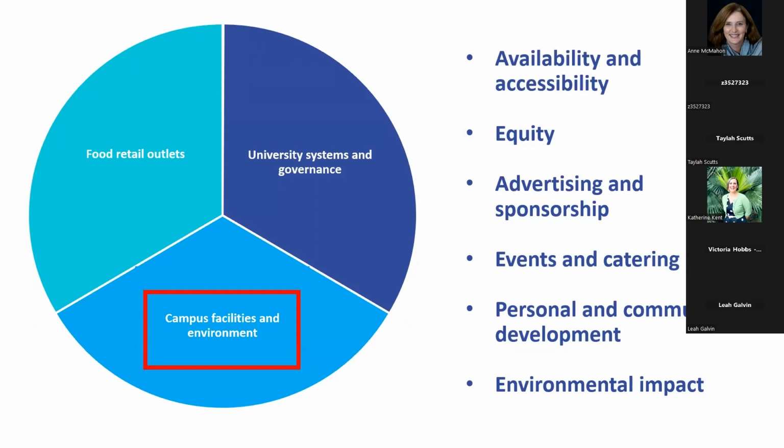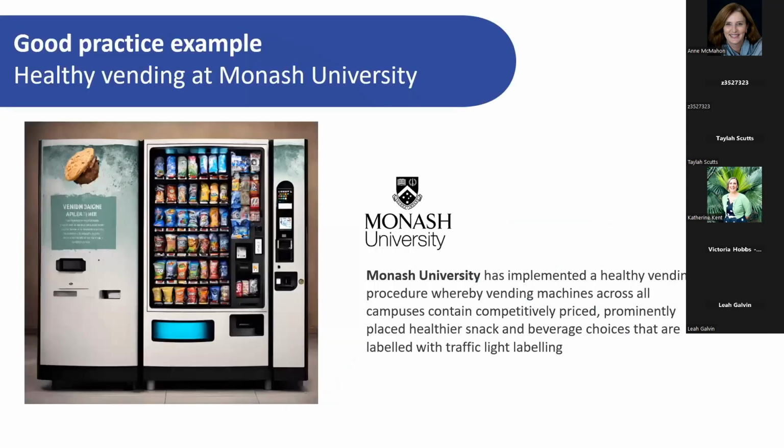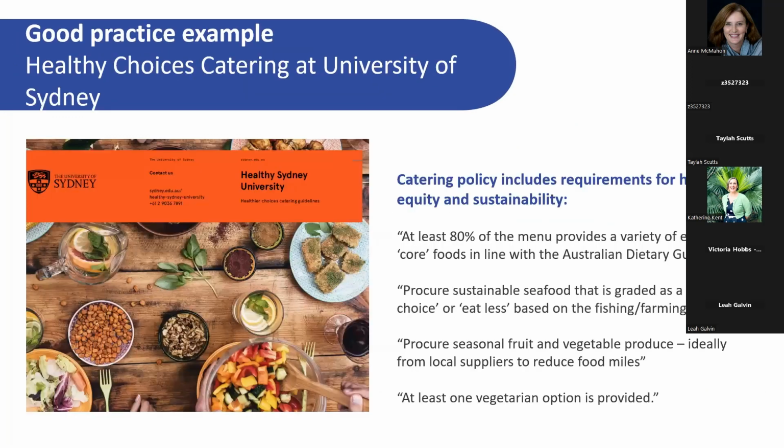And then within the next component, the campus facilities and environment component, we have a good practice example from Monash University with their healthy vending procedure. And then with the other component here, the food retail, we've got a good practice example.